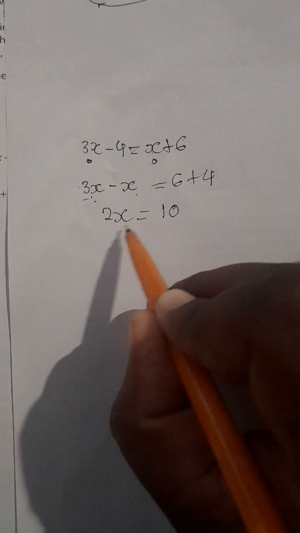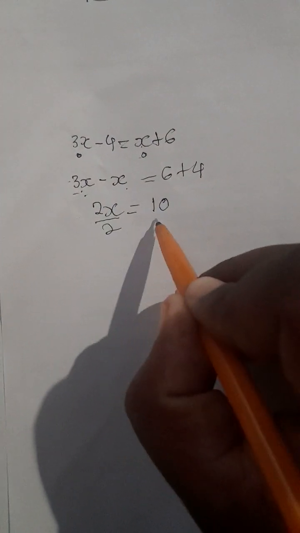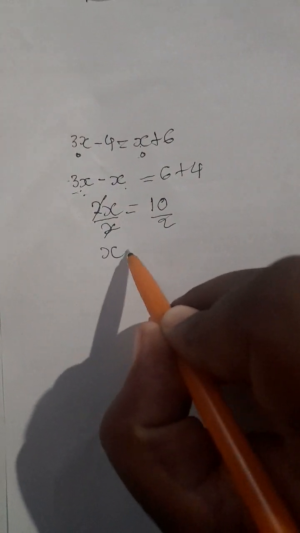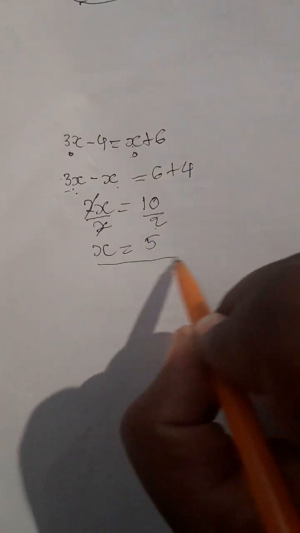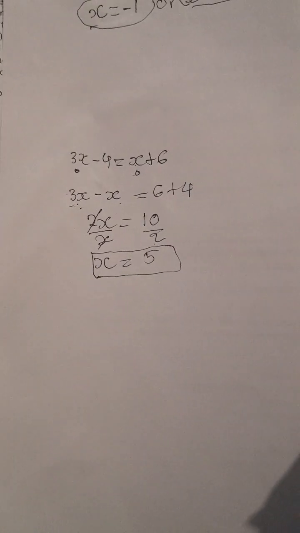And also, 6 plus 4, you have what? 10. You will then, remember, what you do on the left-hand side must be done on the right-hand side. You will then divide both sides by 2. So this and this, they cancel. How many times does 2 go into 10? 5 times, right? So you have x is equal to 5. This is how I will have worked this out.